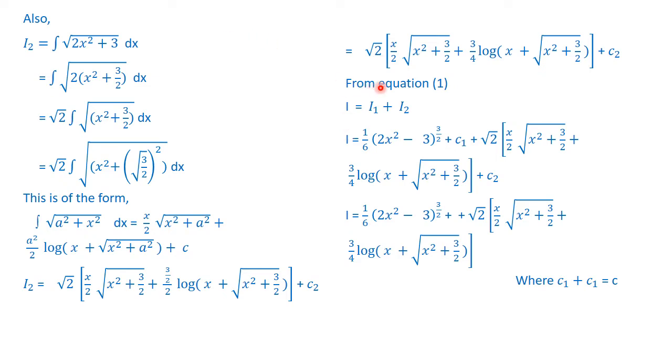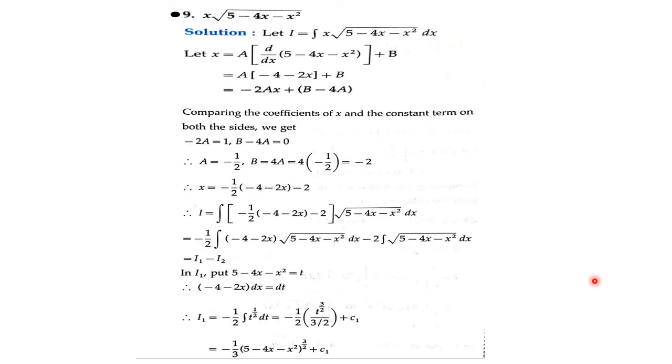So substituting the values of I1 and I2 in equation 1, we have I is equal to I1 plus I2. That is, I1 is equal to 1 by 6 into 2x square plus 3 raised to 3 by 2 plus c1, plus root 2, substituting this whole term there, and c2. Now we have to add only one constant, so collecting c1 and c2 together, we can write down, there is a plus sign, remember that this is plus 1. So c1 plus c2 is equal to c.